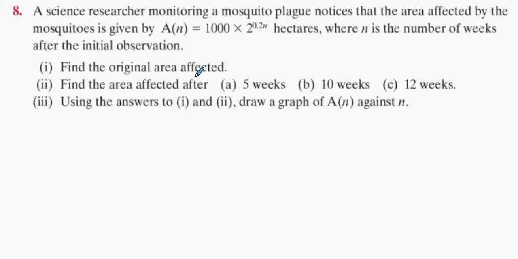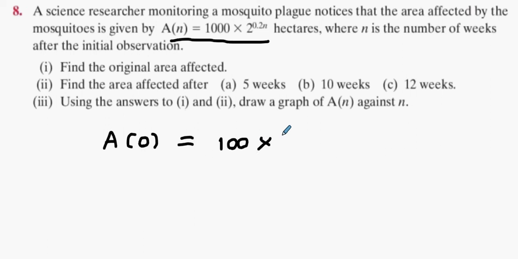Who knows? Alright? Now, a science researcher monitoring a mosquito plague notices that the area affected by the mosquitoes is given by this function here. Find the original area affected. So the original area affected will be week 0, no time has passed. So what do you need to put in there? A0 equals 100 times 2.02 to the power of 0, 1,000, thank you. And is 1,000 the answer? It is, yeah.